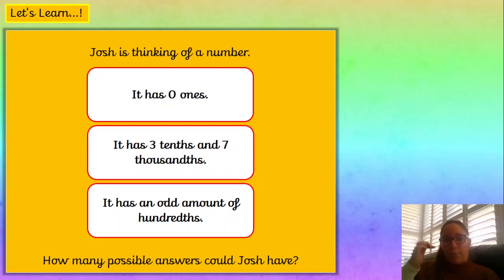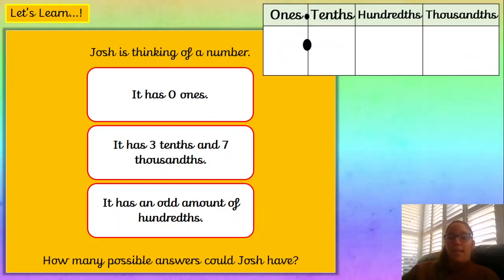Okay, have a go at this one. Josh is thinking of a number. It has 0 ones. It has 3 tenths and 7 thousandths. It has an odd amount of hundredths. How many possible answers could Josh have? You don't need to write these ones down, guys, okay? You can just talk about them because you've got some to do independently.